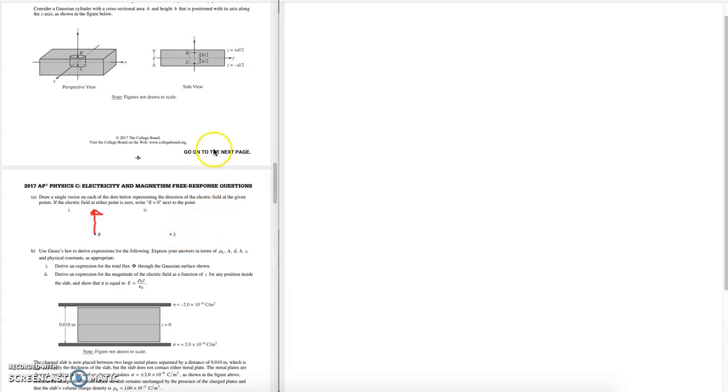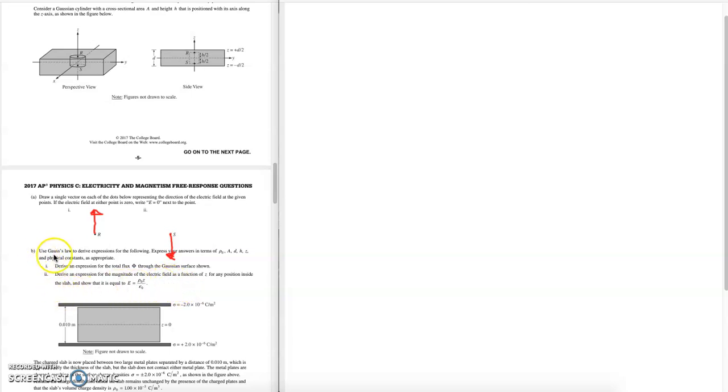And then point S is symmetrically below it. So if we folded this slab across the y-axis, we would be equidistant here. So however high I made that R, the electric field at R, I need to make the same thing at S, but pointing down this time.